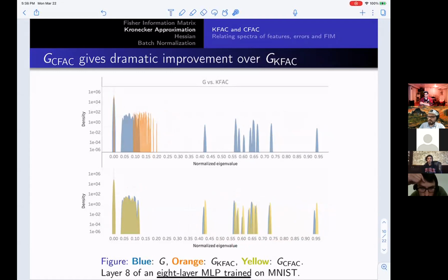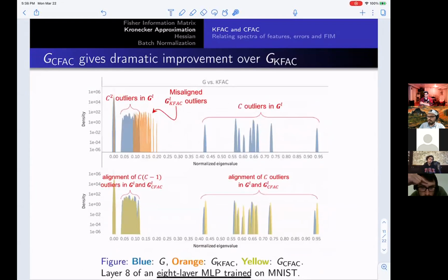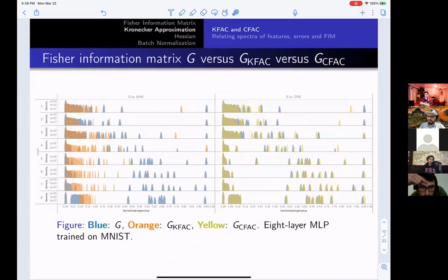Let me show you what happens if you look at all the layers. So here's the measurement for all the layers. Each row here is a different layer. So in the previous slide, we looked at the last layer, which is this row. Now you can see all the layers. So for example, here is layer number 6 out of 8.